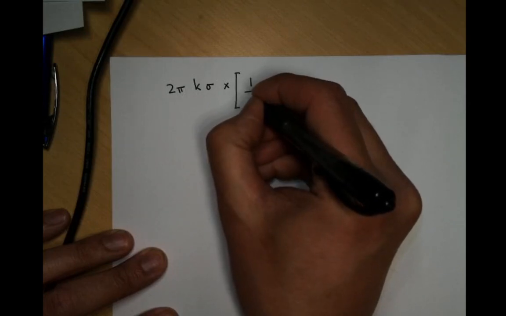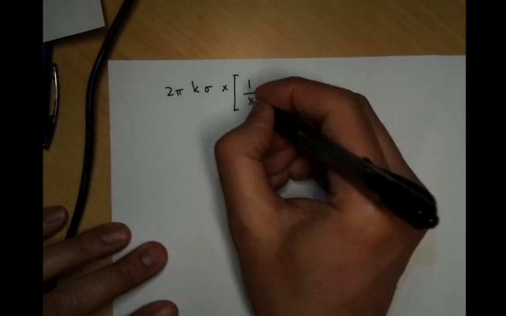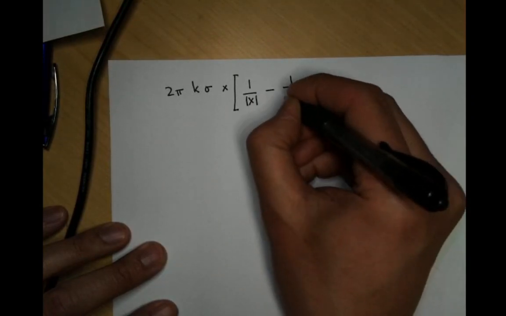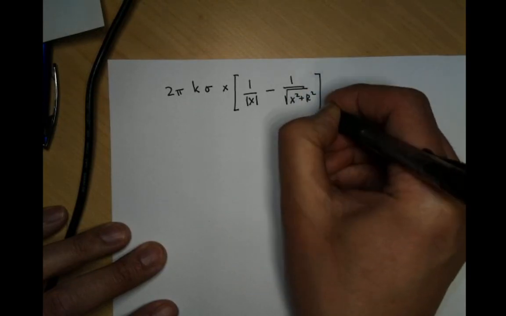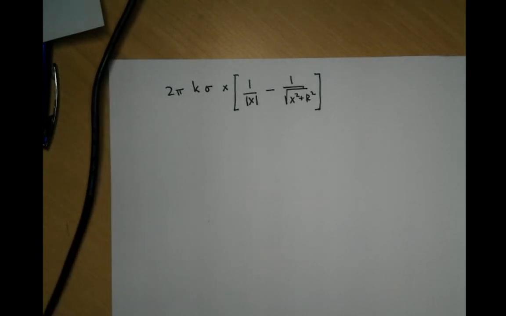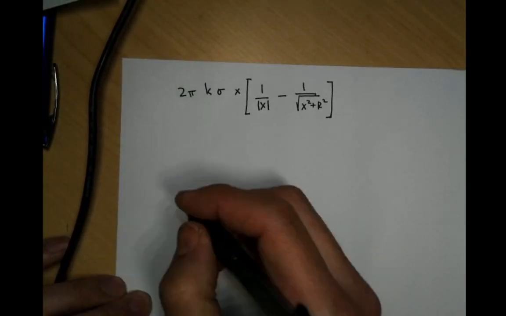1 over X. Actually, I'll be more pedantic. This is technically the absolute value of X, right? Absolute value of X minus 1 over square root of X squared plus R squared. It's absolute value of X because you took the square of X and then you took the square root of it, so the square root always returns positive. Even if X is negative, the square will make you positive X squared, and the square root will make the X positive again.